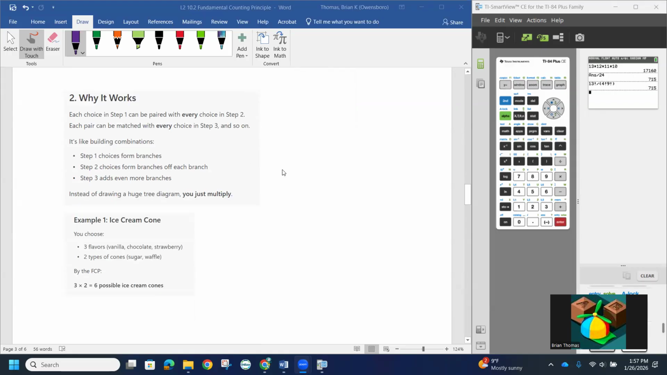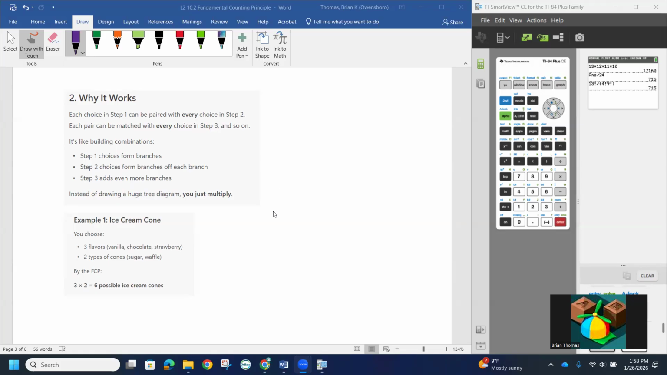A lot of times, this is like our tree branch problem. It works just like our tree branches. Step one can be paired with every choice in step two, and each paired step can match the choices in step three. So we have those branches, if you will. But instead of drawing that huge tree diagram, you can just multiply. Notice how the fundamental counting principle, FCP, is closely related to creating a tree diagram. But we can do this without having to draw that monstrous tree diagram, because they can be really complicated. They have a lot of choices and a lot of steps.